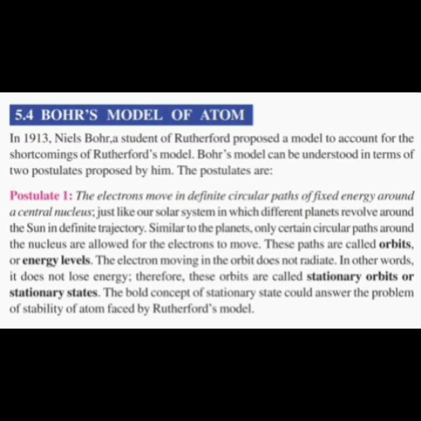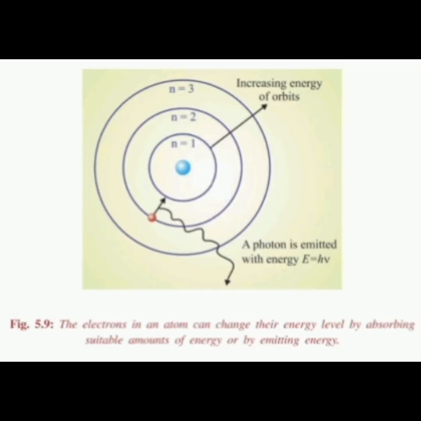The nucleus is in the center like the sun, and the electrons revolve around the nucleus in a certain orbit. In that orbit, the energy is not lost. It is called a stationary orbit or stationary state. This is the thing which was not explained in the Rutherford model.